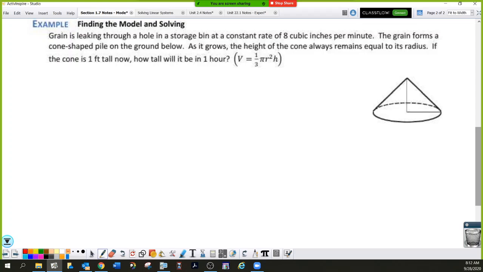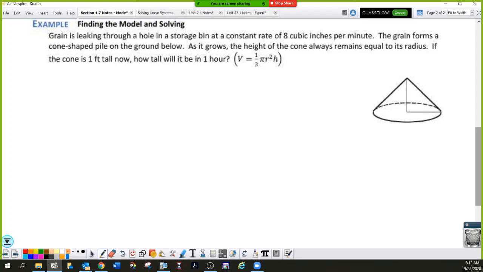Grain is leaking through a hole in a storage bin at a constant rate of 8 cubic inches per minute. The grain forms a cone-shaped pile on the ground below, and I drew a cone for you so you wouldn't have to try. As it grows, the height of the cone always remains equal to its radius. Oh, they just gave us some valuable information. The height equals the radius.